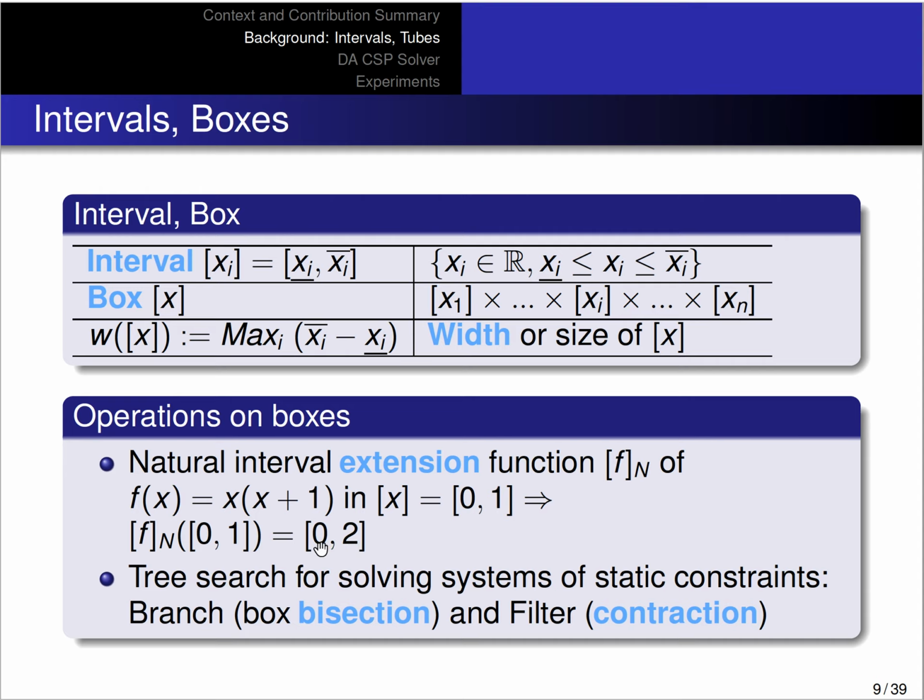Here, this value 0 cannot be the image by f of any value of x between 0 and 1. In this case, it's due to the multiple occurrence of x in the expression of f. For this reason, and because the function handled can be nonlinear, interval methods for solving systems of static equations are combinatorial. They follow a branch and filter principle, where the branching is called box bisection and the filtering on the interval bounds is called contractions.